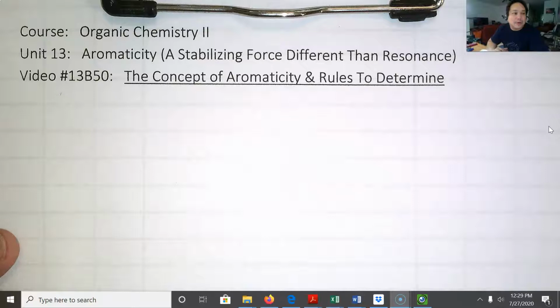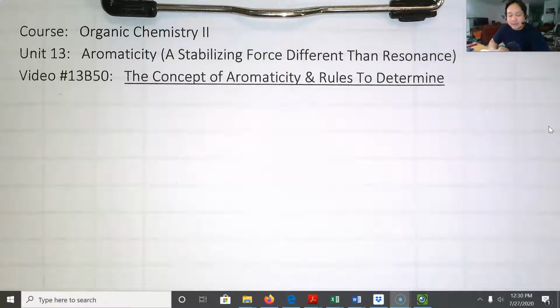Hi everyone. We are starting a new unit, Unit 13, Aromaticity. And aromaticity is a stabilizing force. It makes molecules more stable, but it's different than resonance. And it's different than other ways that a molecule can delocalize electrons. And that's typically how stable molecules become stable.